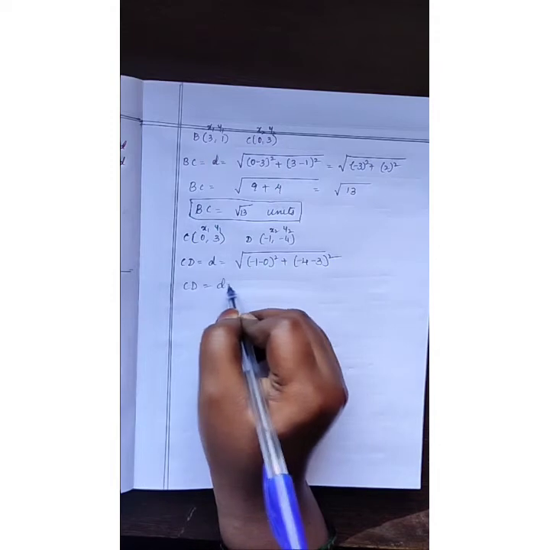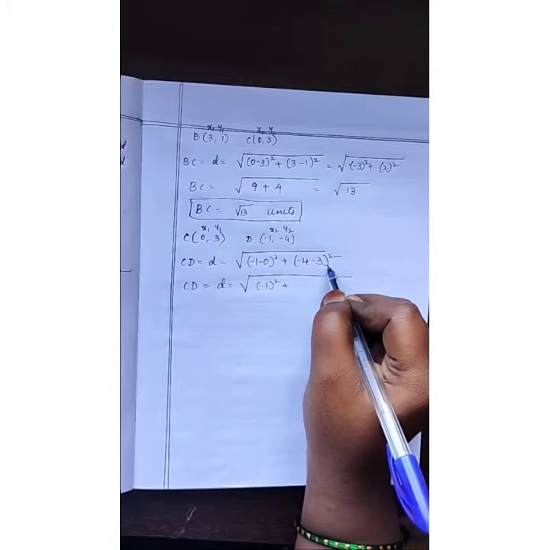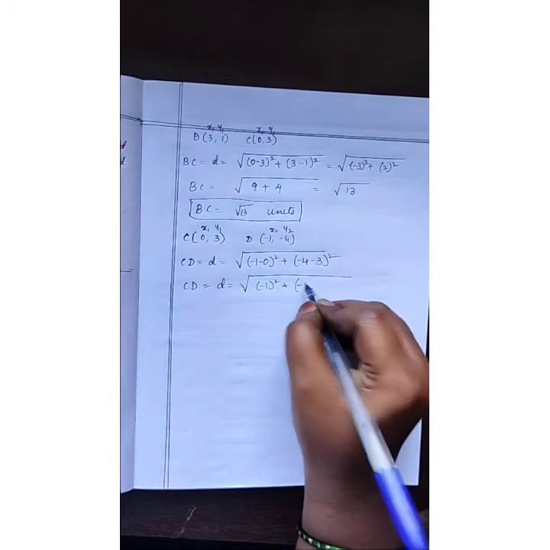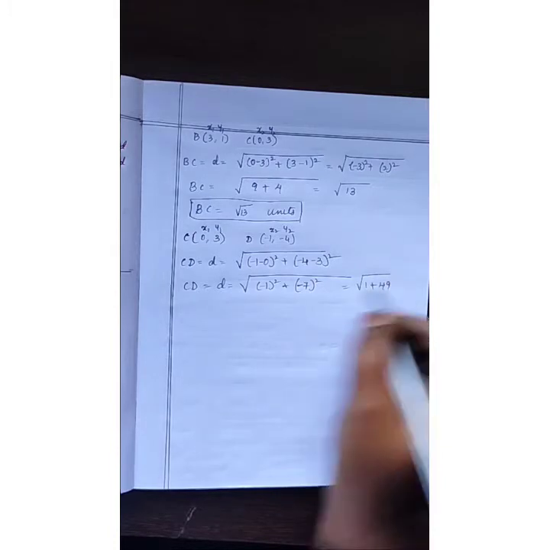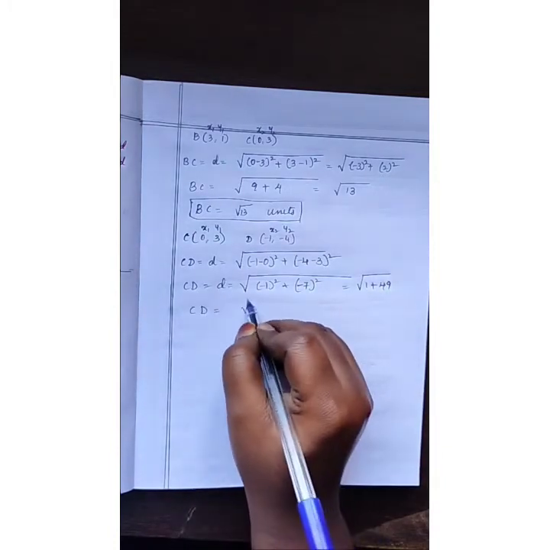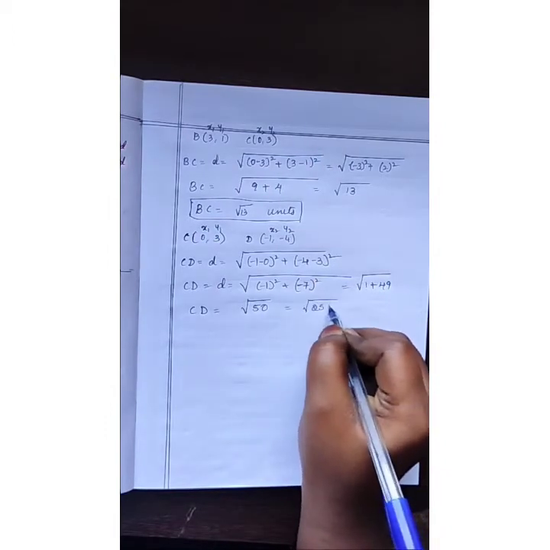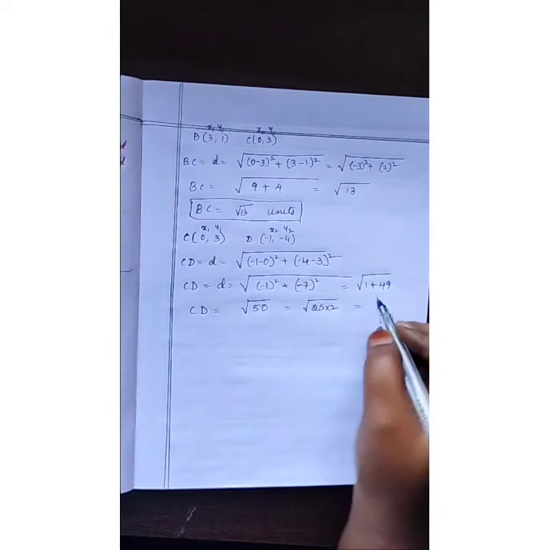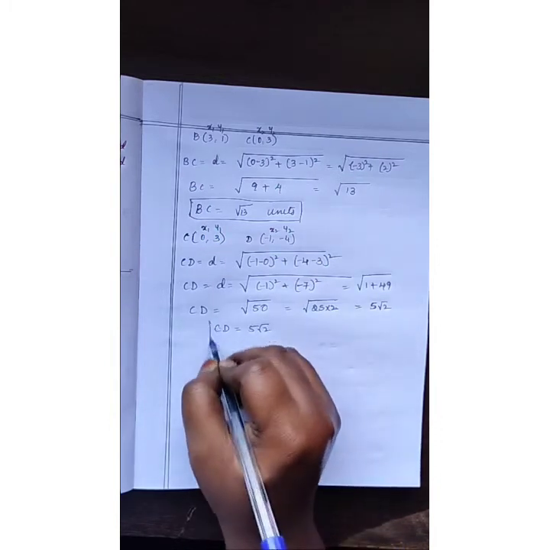CD equal to d equal to root of minus 1 minus 0, how much will you get? Minus 1 whole square. Minus 4 minus 3, two negative numbers are there, so what do we have to do? We have to add, 4, 5, 6, 7, you will get minus 7 whole square. 1 square value is 1, 7 square value is 49. Then CD equal to 1 plus 49, how much will you get? 50. This 50 can be written as 25 twos are 50. Why have I written 25? To get the perfect square of 5. 25 is the perfect square of 5. 5 root 2. Then the CD value is 5 root 2 units.